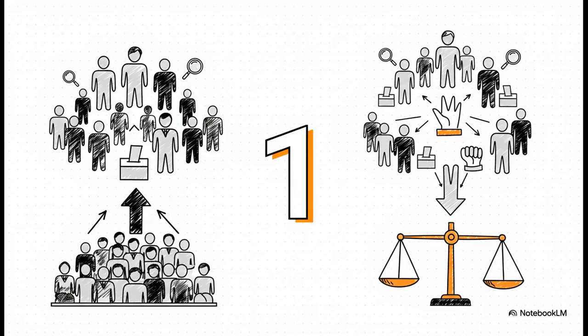Now, let's talk about politics. What do you think this big number 1 stands for? Well, it stands for one of the most powerful ideas ever. One person, one vote. We call it universal adult franchise. It's the simple idea that every single adult gets a say.